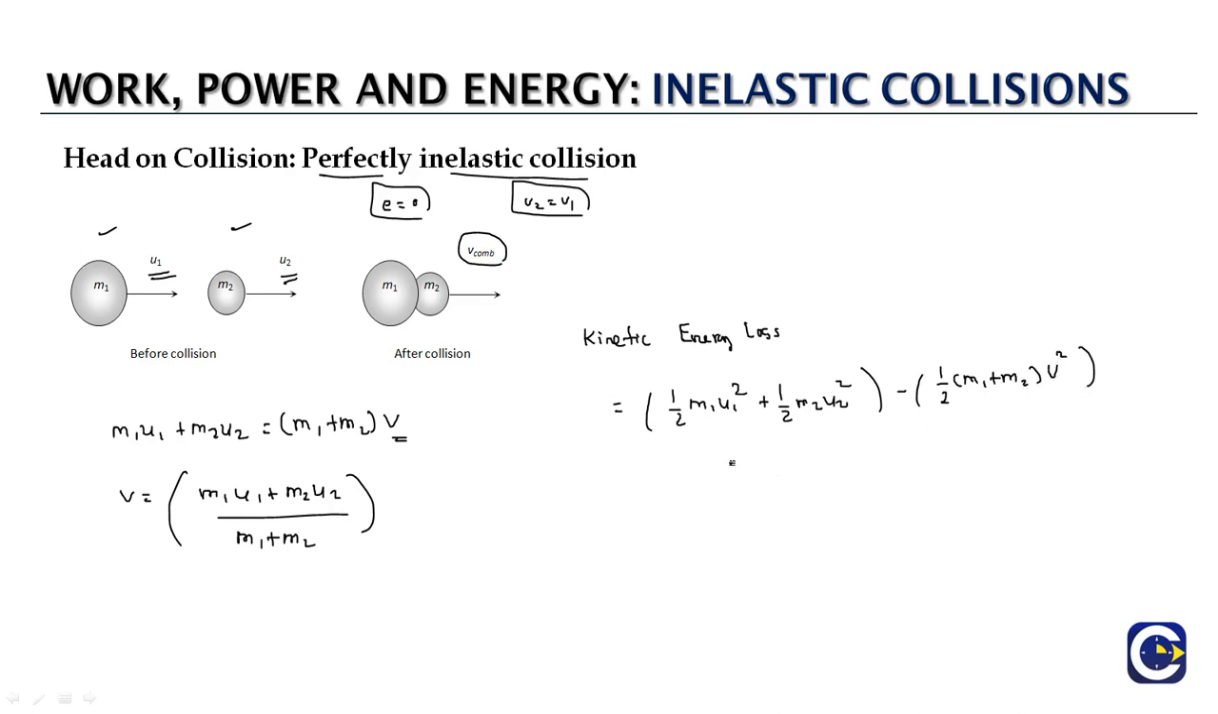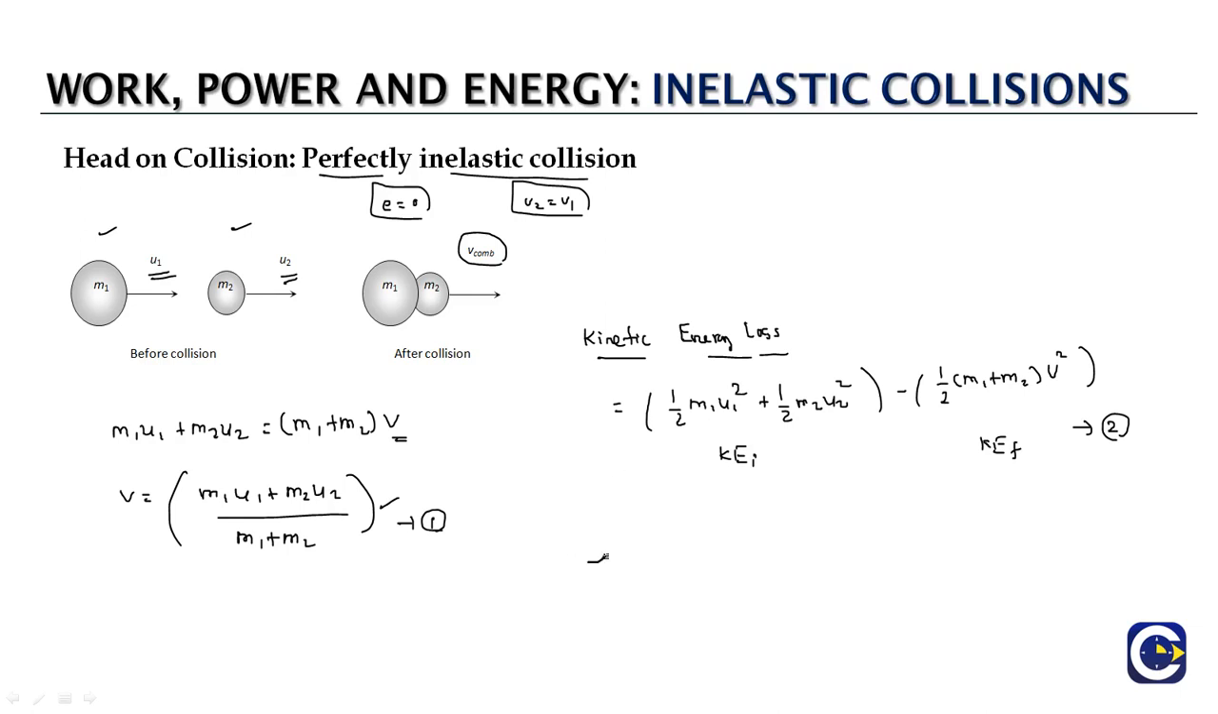So the final kinetic energy, this is the initial kinetic energy and this is the final kinetic energy. We can substitute the value of v from equation 1 into equation 2, and thereby we will be able to find out the kinetic energy loss. So the significance of this head-on type of perfectly inelastic collision is that both the objects will be sticking and moving after the collision. And one thing we need to keep in mind is that we can even have perfectly inelastic collisions of oblique type.